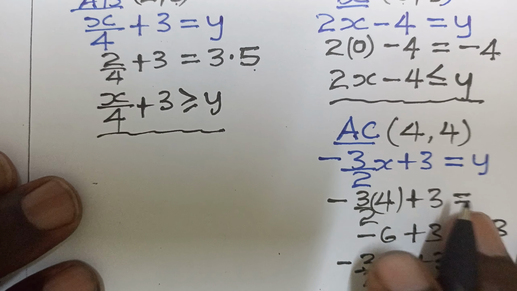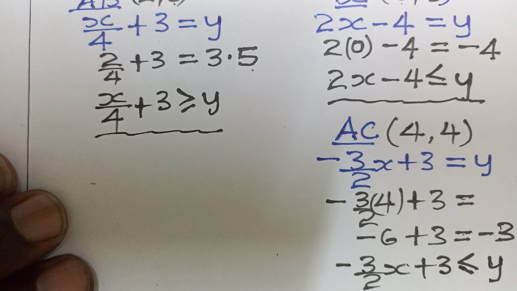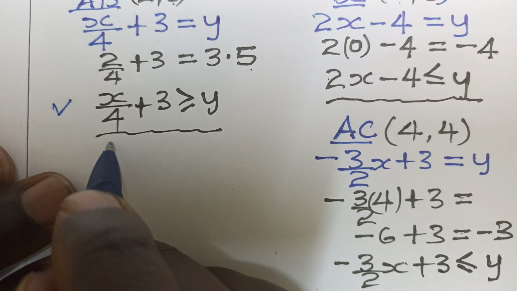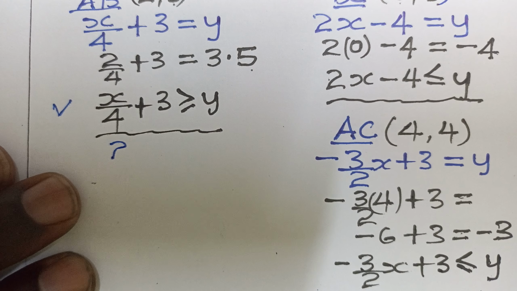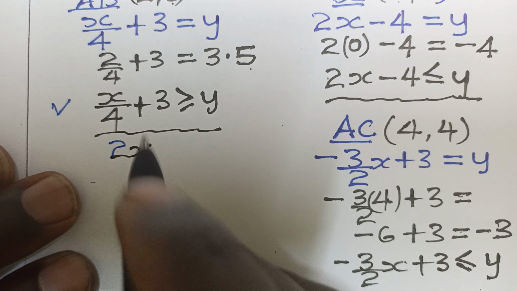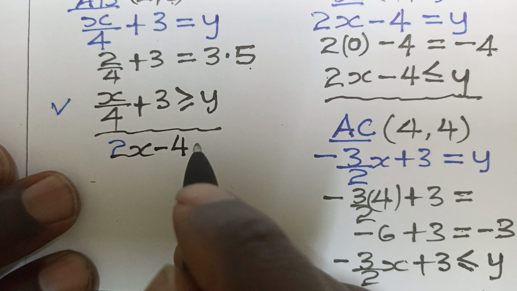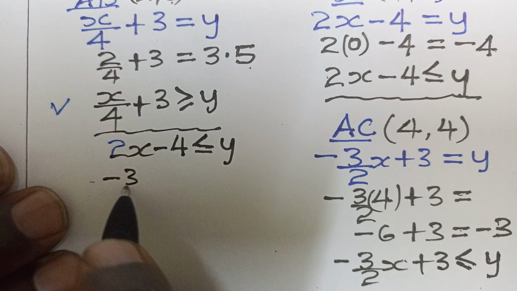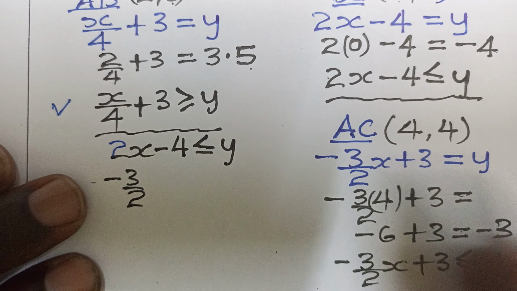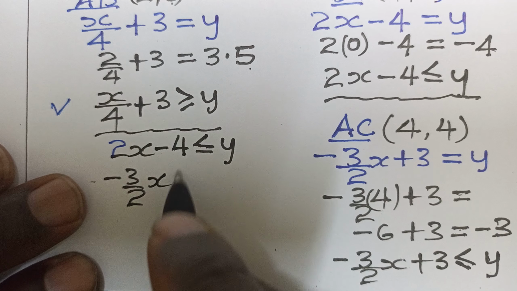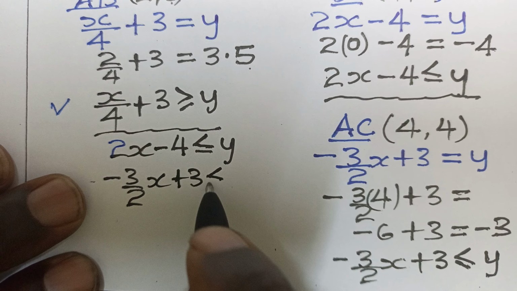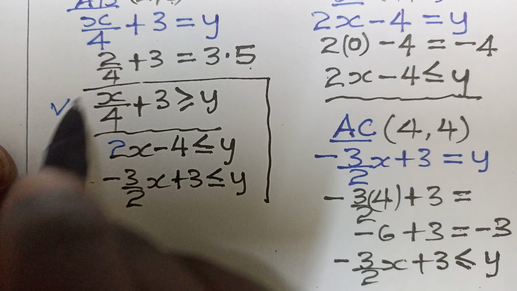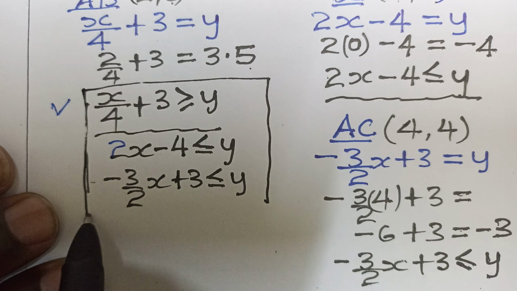And so therefore, combining all those values, guys, this is what we have. We have this first one, and then we come to 2x minus 4, then we put it like that, and then we have the last one, minus 3/2 x plus 3, we put it like that. So guys, this is the inequality that now describes that triangle.